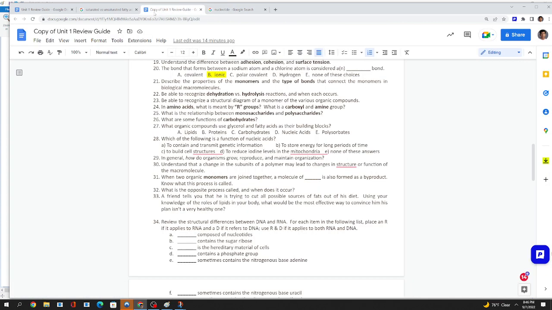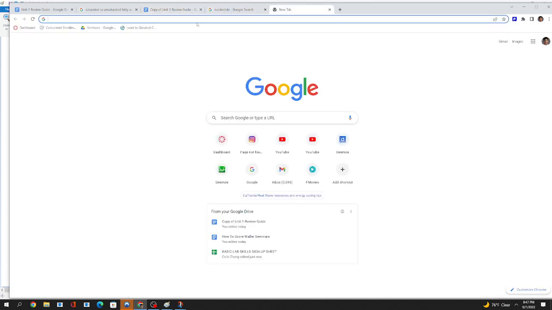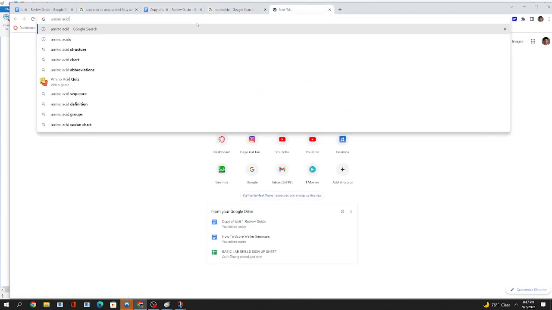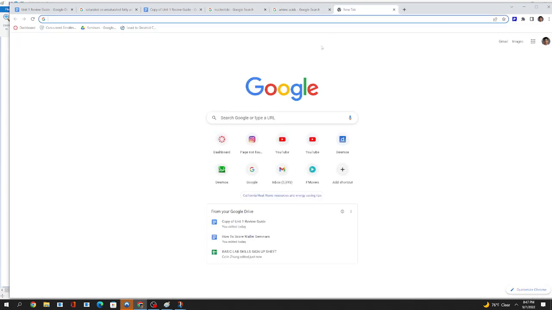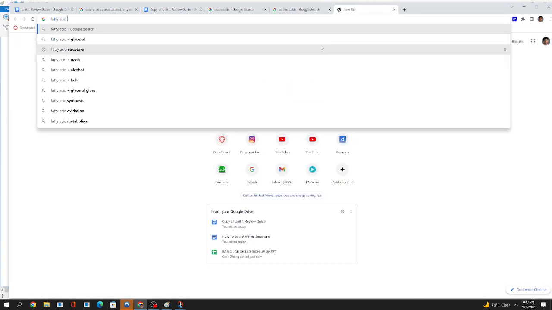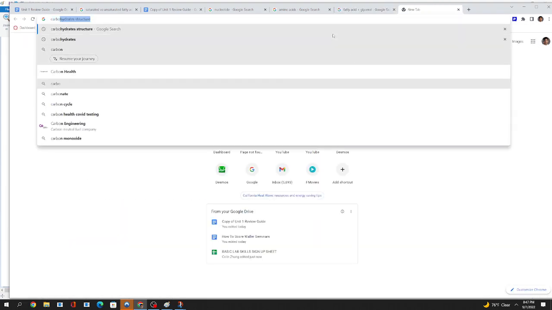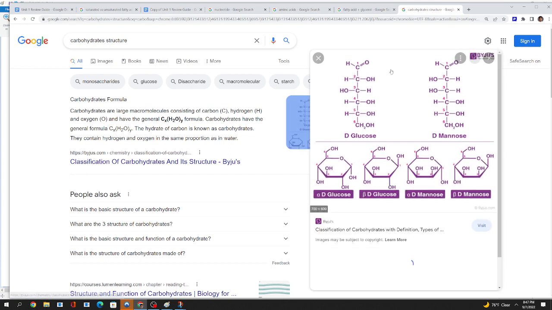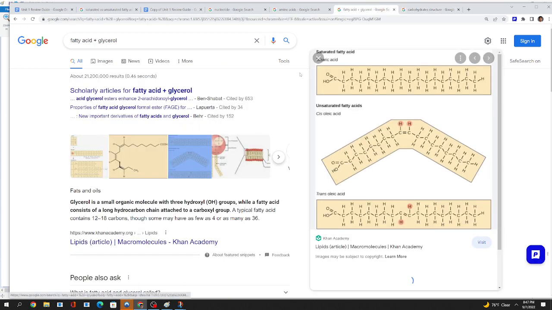Okay, so that's that. I know I'm kind of rushing, but I want to get this done for you guys. Be able to recognize the differences. We did that. Be able to recognize the structural diagram of a monomer of various organic compounds. You just have to stare at organic compounds for those. But I've gone over each one of them. I'll have them up again: nucleotide, amino acids, fatty acid plus glycerol, and lastly carbohydrate structure. So know what those are.